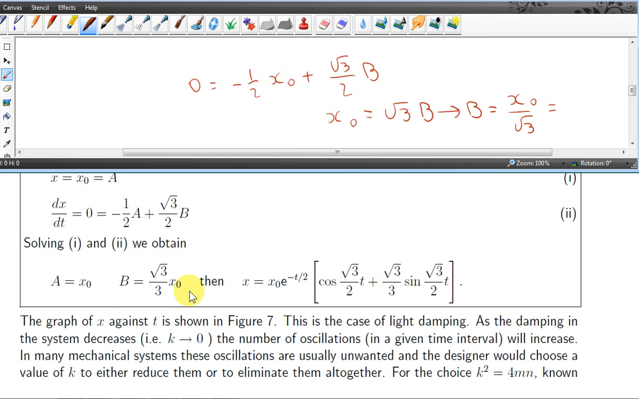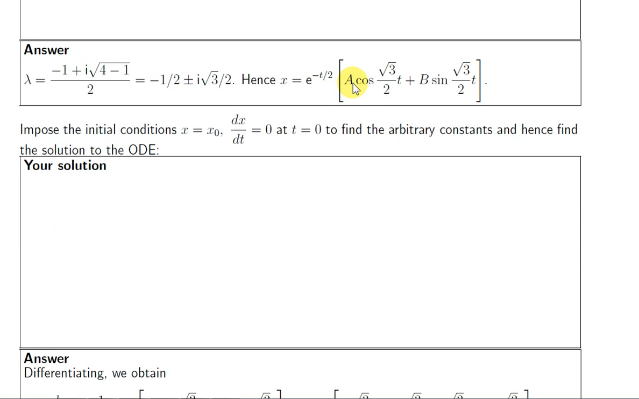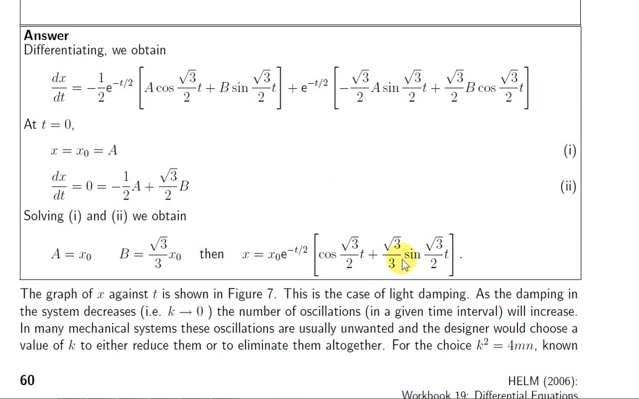Now for some reason b is written like this. We can multiply above and below by root 3. Root 3 x naught over root 3 times root 3. Well, that's just 3. So we go back to our general solution. We plug x naught in for a, and we plug root 3 over 3 x naught in for b. And we can pull out the x naught. So we will have cos root 3 over 2 times t plus root 3 over 3 sine root 3 over 2 times t. We get this here.